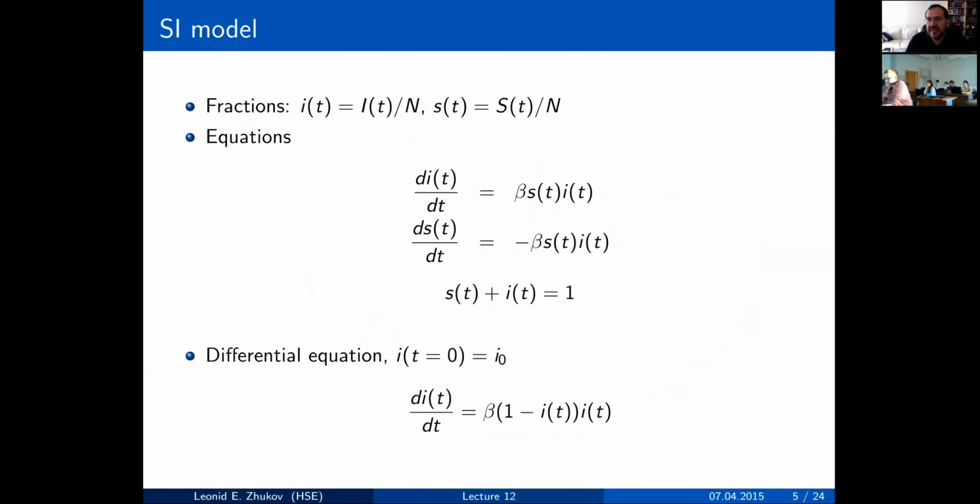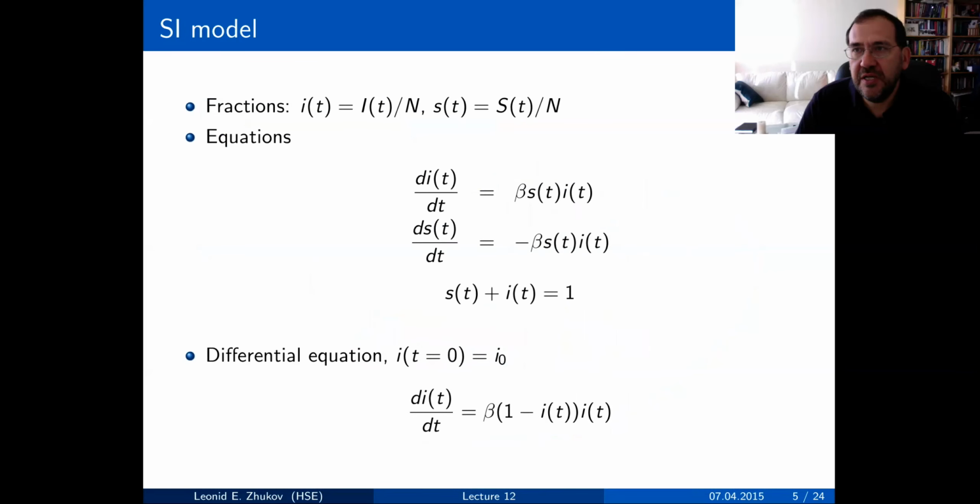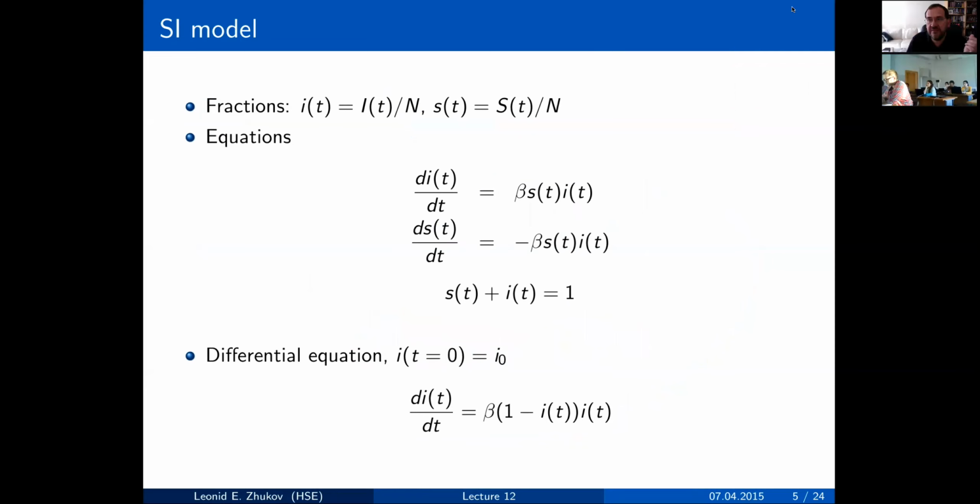So it is convenient to actually use fractions of the population instead of actual population numbers, because, well, you will see why. So we'll introduce the notation little i, which is the fraction of infected people, and little s as the fraction of those that are susceptible.